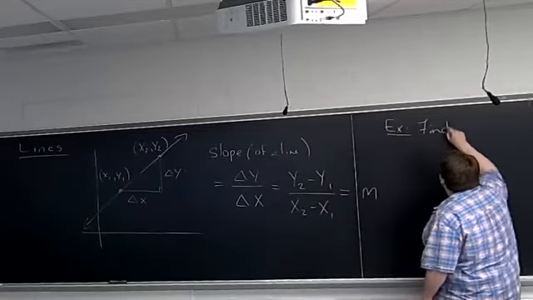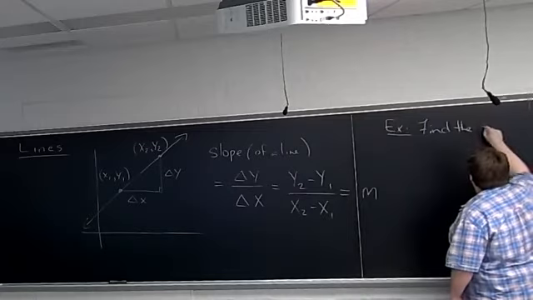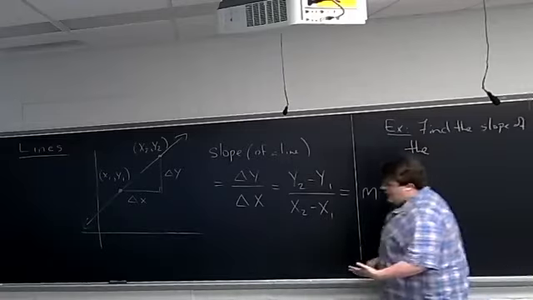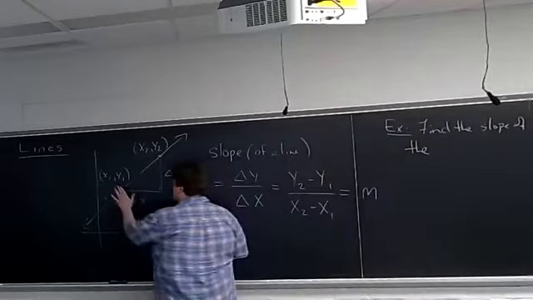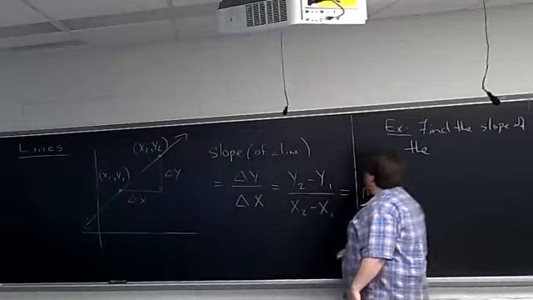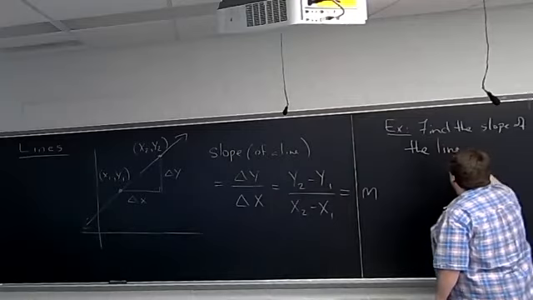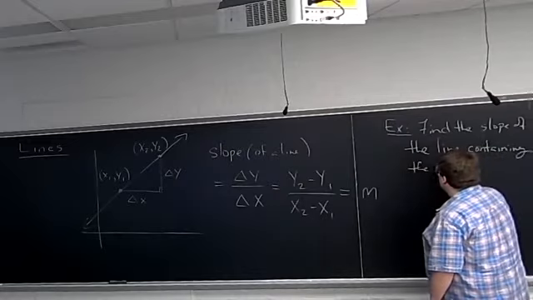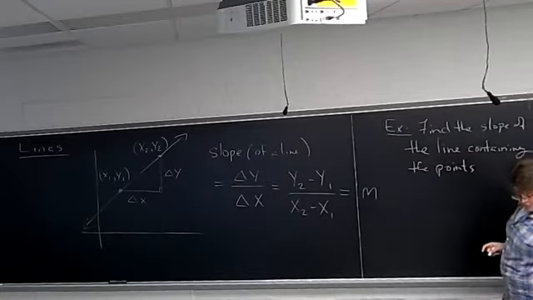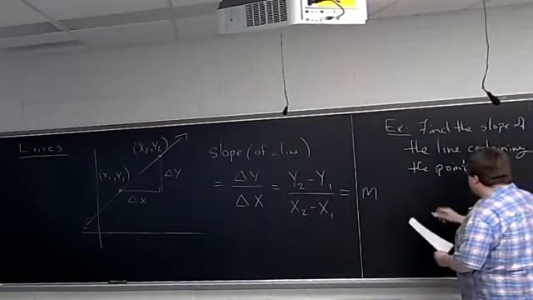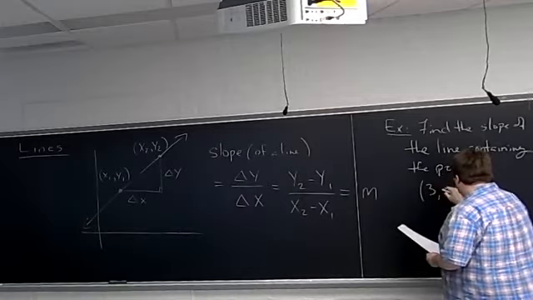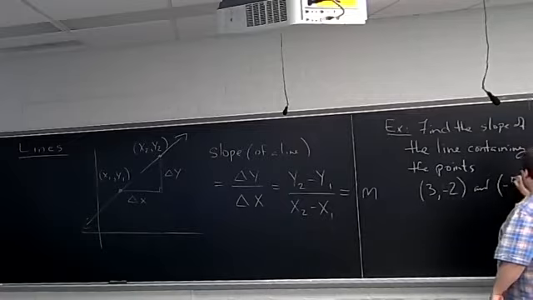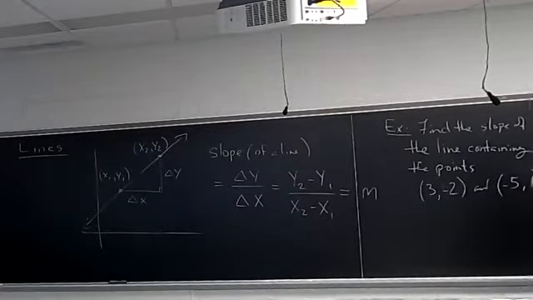Find the slope of a line. A point and a slope define a line. You could also define a line using two points and just drawing a line between them. So find the slope of the line containing the points. Which two did I write down here? 3, negative 2. Let's write negative 2. 3, negative 2, and negative 5. We'll find the slope.